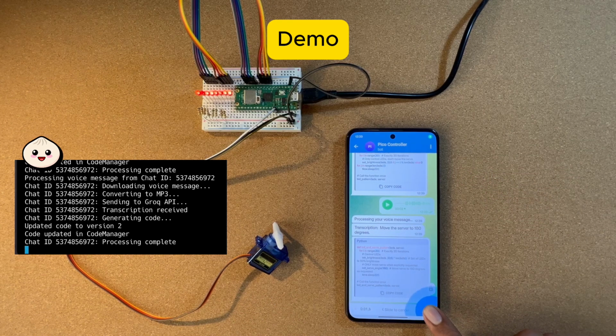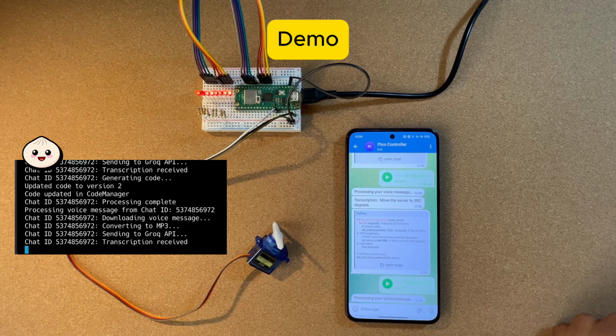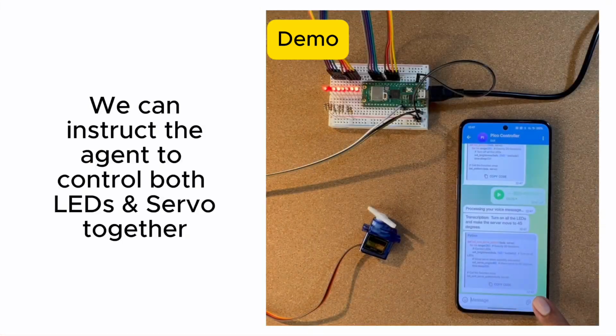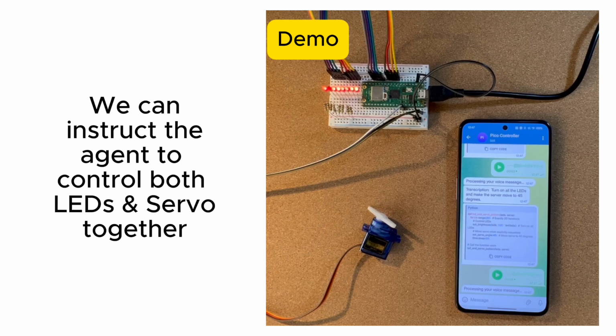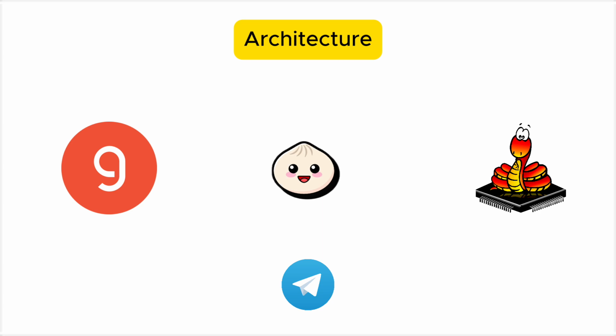Create a rainbow pattern on the LEDs. Turn off all the LEDs and make the servo move to 75 degrees. We will use open source models via Groq for this project. Now, let us deep dive to understand how everything works.